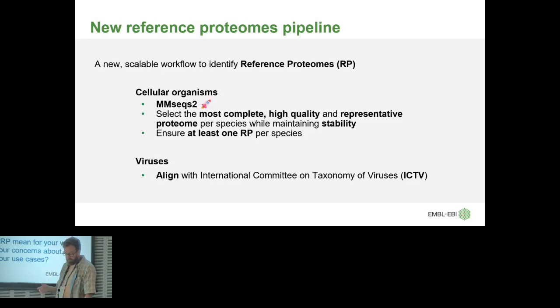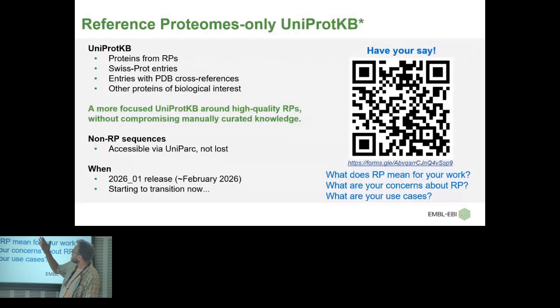And so for UniProt KB, we want to make a more focused UniProt KB around high-quality reference proteomes without compromising manually created knowledge. UniProt KB will consist of proteins from reference proteomes, SwissProt entries, entries with PDB cross-references, and other proteins of specific biological interest. For non-reference proteomes, they will, as always, be accessible within UniParc, so they will not be lost.